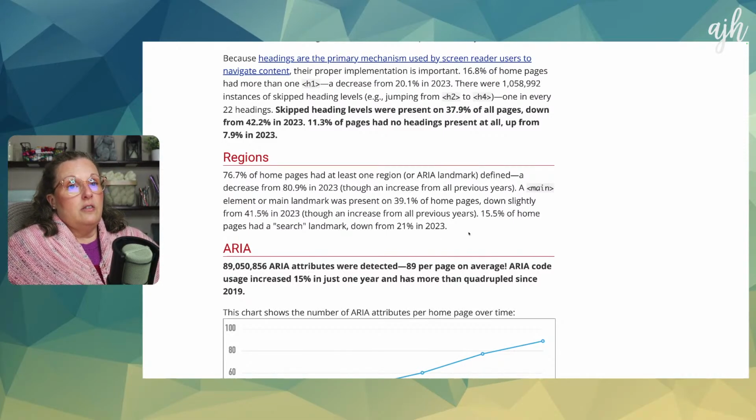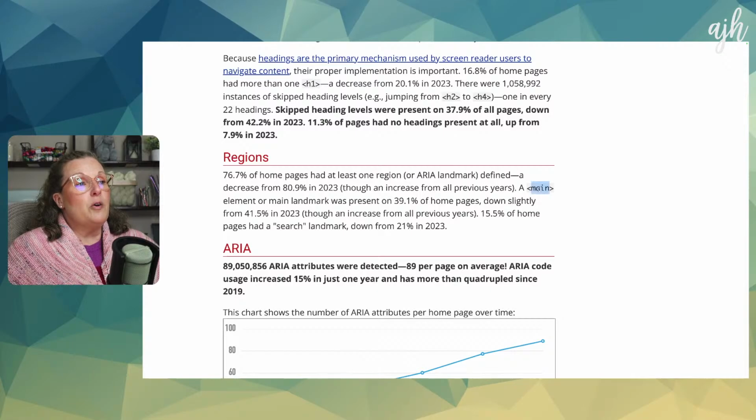So regions, 76.7% of home pages had at least one region or ARIA landmark defined, a decrease from 80.9% in 2023, though an increase from all previous years. A main element or main landmark was present on 39.1% of home pages, down slightly from 41.5% in 2023, though an increase from all previous years. 15.5% of home pages had a search landmark, down from 21% in 2023.